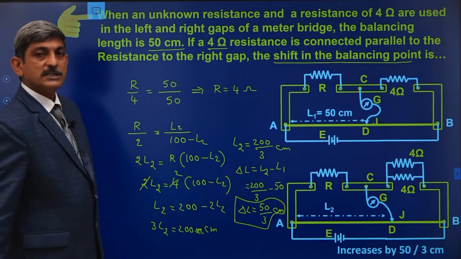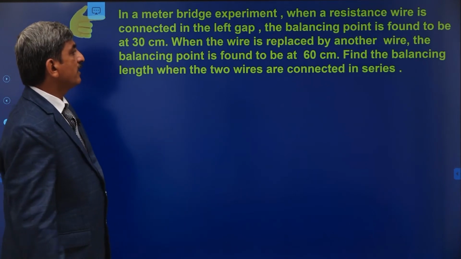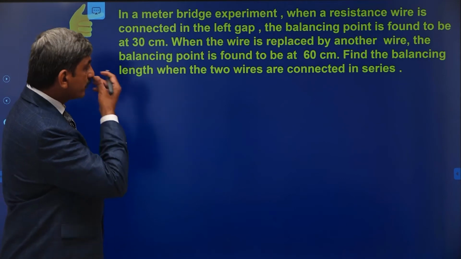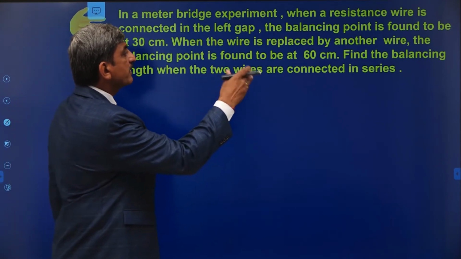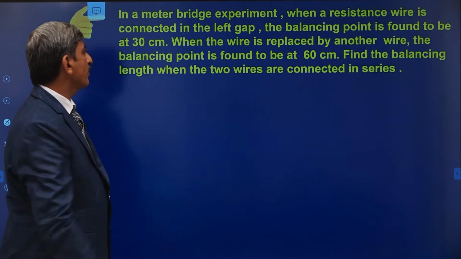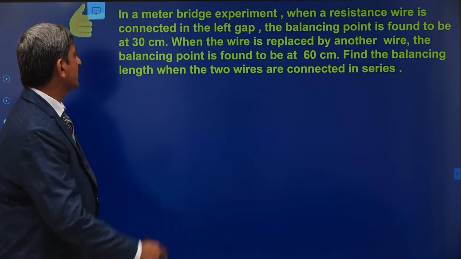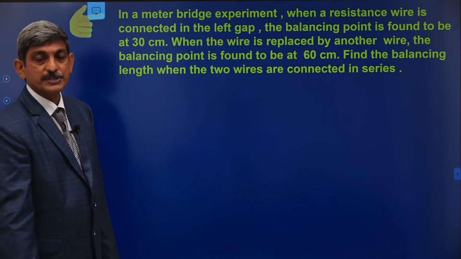Now come to another model. In a meter bridge experiment, when a resistance wire is connected in the left gap, the balancing point is found to be at 30 centimeters. When the wire is replaced by another wire, the balancing point is found to be at 60 centimeters. Find the balancing length when the two wires are connected in the series combination.